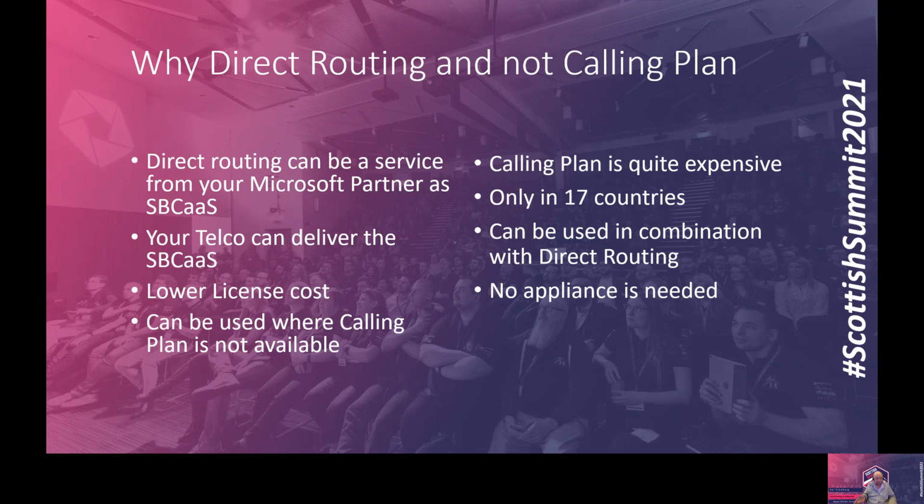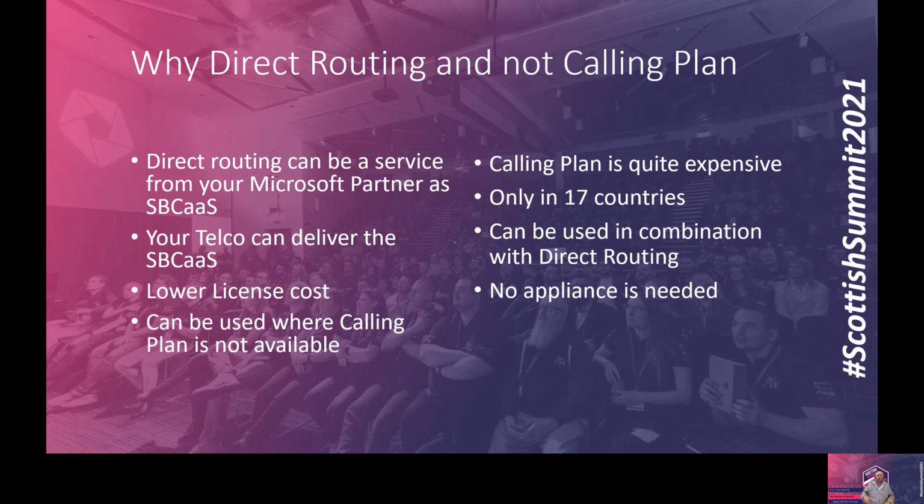The license cost for direct routing is often cheaper than calling plan. Phone system license is only $8 instead of $20 or $32 as it will be in calling plan. And you pay only a fee per user per talk channel, SIP channel.